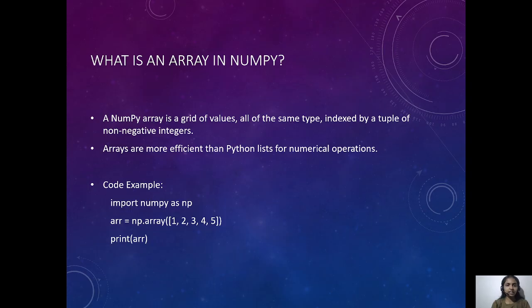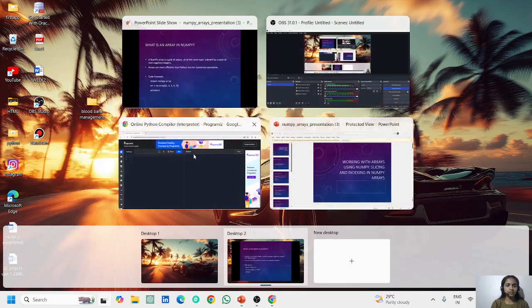What is an array in NumPy? An array in NumPy is a grid of values, all of the same type, indexed by a tuple of non-negative integers. Arrays are more efficient than Python lists for numerical operations. Now, based on this, let us run a code and see.